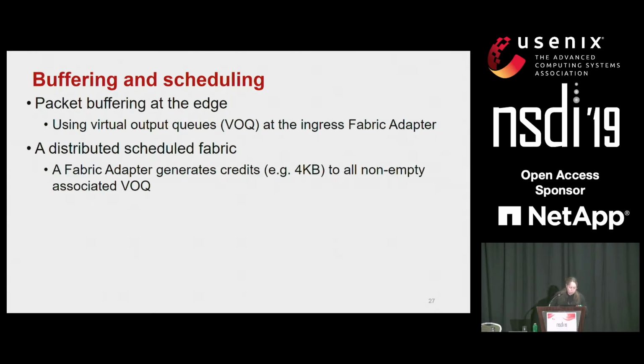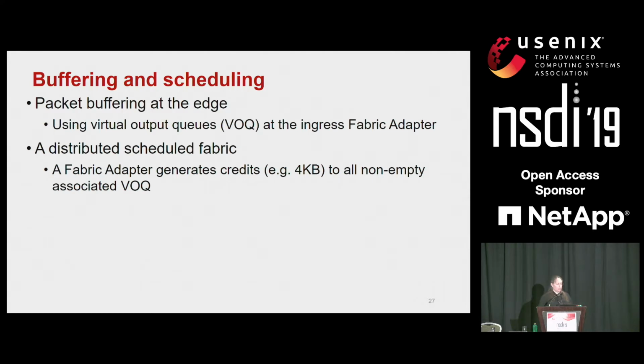An important part of Stardust is the use of packet buffering at the edge and a distributed scheduled fabric. So as packets are coming in, they are mapped into virtual output queues in the ingress fabric adapter. Packets can be sent from the virtual output queue to the destination once they get a credit from the egress fabric adapter.